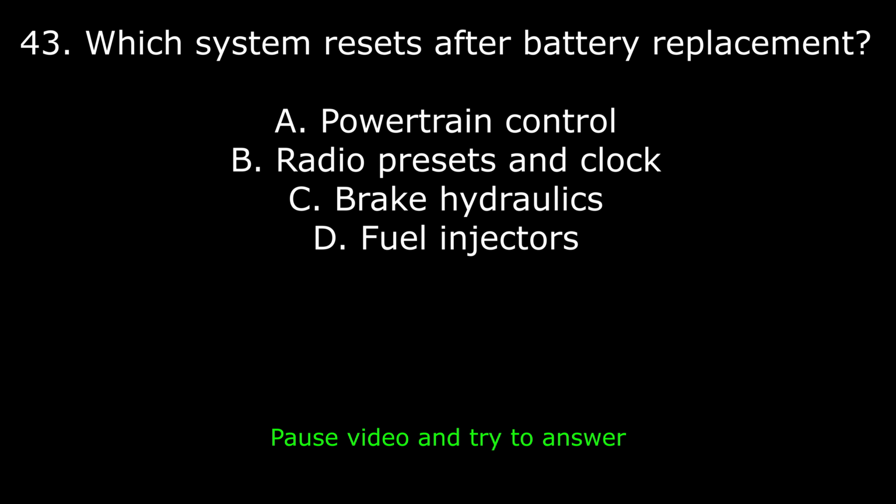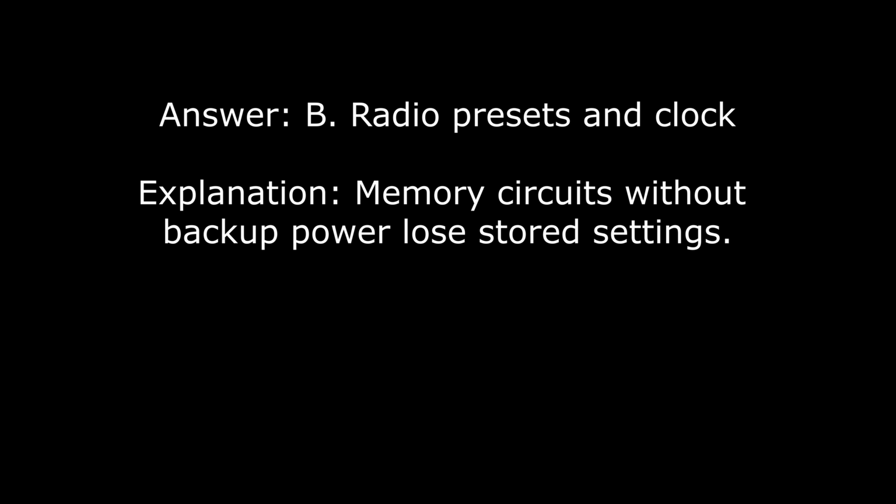43. Which system resets after battery replacement? A. Powertrain control. B. Radio presets and clock. C. Brake hydraulics. D. Fuel injectors. Answer: B. Radio presets and clock. Explanation: memory circuits without backup power lose stored settings.